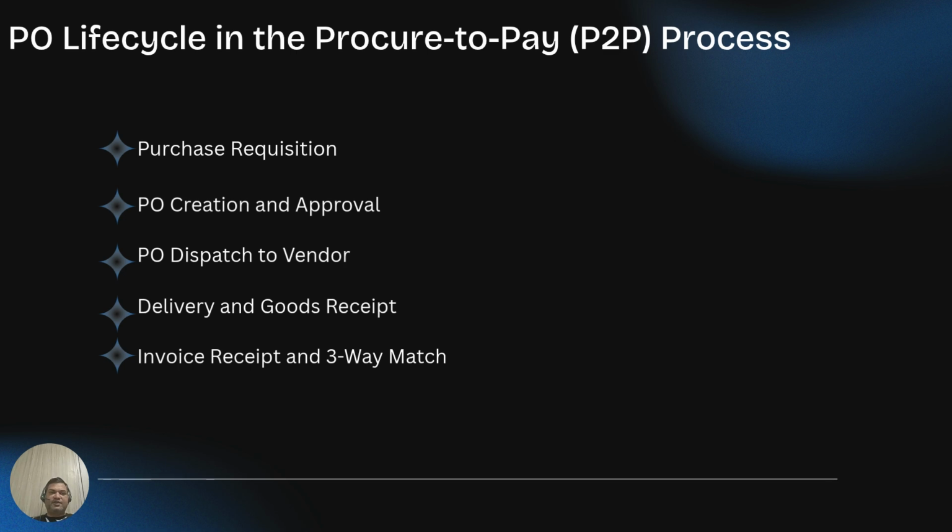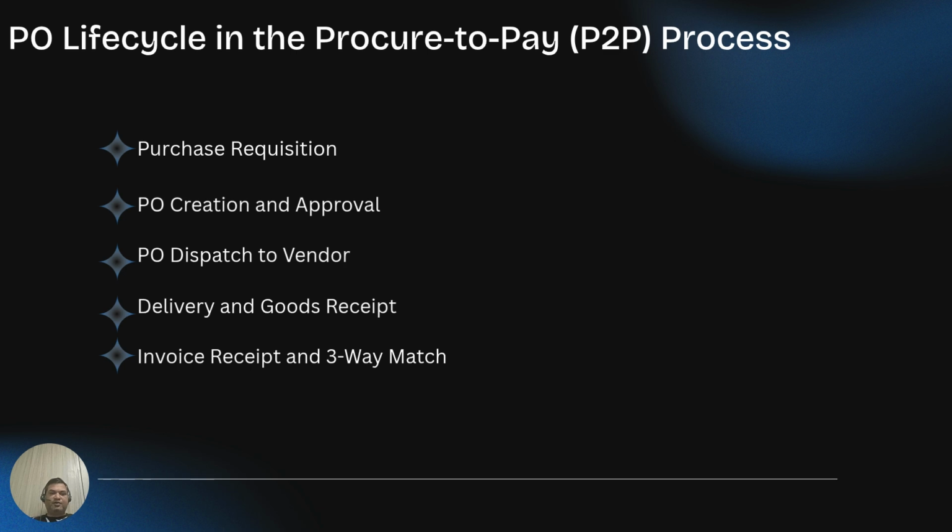Now let's understand what is the life cycle of the procure to pay in the PO process. It starts from purchase requisitions, PO creation and approval process, PO dispatch to the vendor, delivery and goods receipt, and then finally invoice receipt and three-way match. So if I have to explain it again, you wanted to make a purchase, there is a requisition that is created, you create a PO and it follows an approval process. The approval process depends on the value of the PO. If the PO is at the higher value, it needs the higher level of approval.